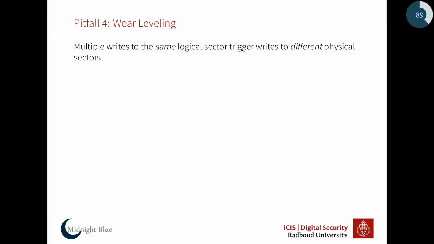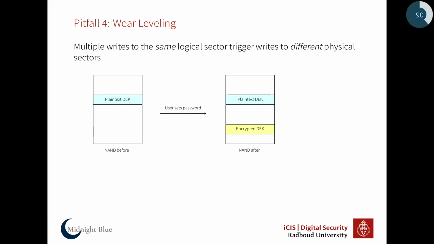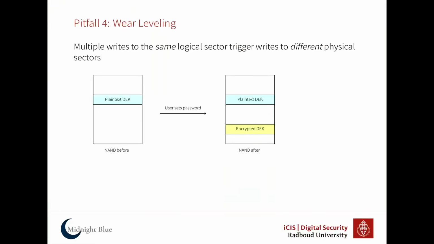And there's the wear leveling issue, which is kind of interesting. Multiple writes to the same logical sector trigger writes to different physical sectors. That's in order to make sure that the flash chip doesn't wear down too quickly. You have a finite number of write and erase cycles that a single block can handle, so you want to spread that out as much as you can over the entire chip to make its life as long as possible. Therefore, there's an algorithm in between that maps logical sectors to physical sectors.